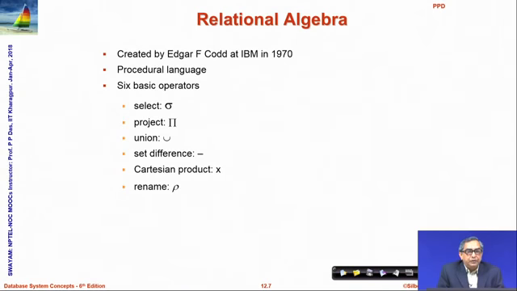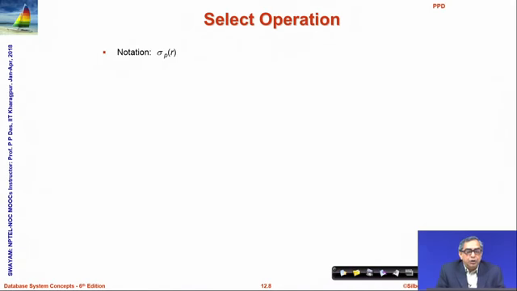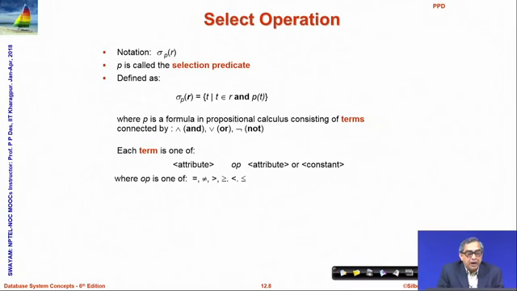We will also look at a few derived operations like intersection and division, which can be expressed in terms of these basic operators, and each one of these operators can take one or two relations as input, and they produce one relation as a result. So, we start with the select operation, which you know has a notation sigma. Subscript p is a predicate. It is called the selection predicate, and within parenthesis we have a relation R on which this predicate applies.